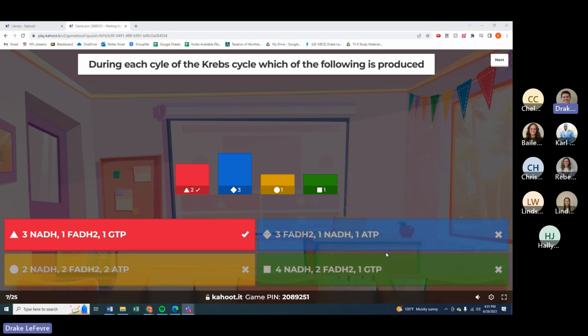Dr. Sarkar doesn't ask a lot of questions like that, but you will see something like that eventually on boards. So it's good to really understand aerobic versus anaerobic.